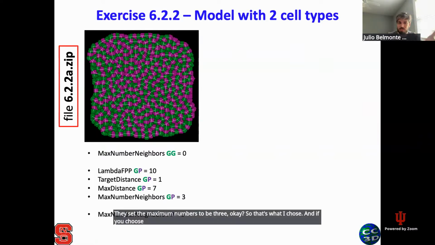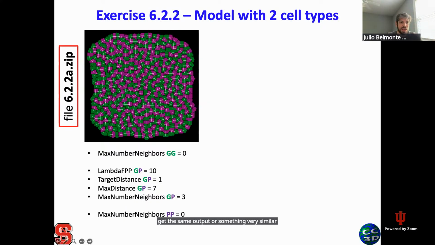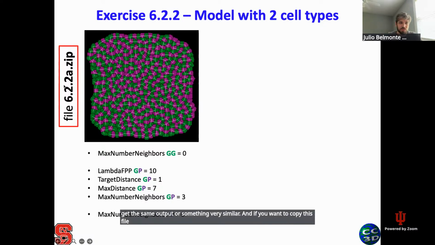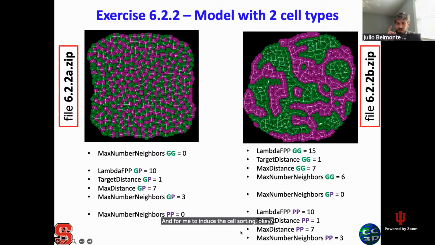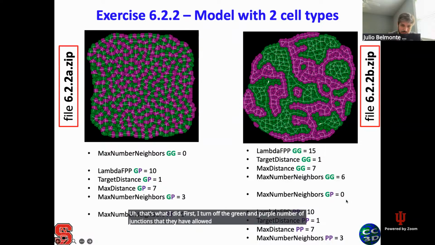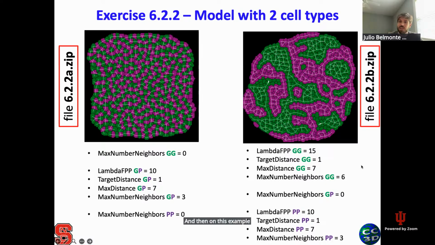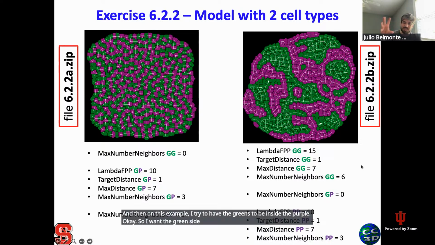And if you type in the same numbers, you'll get the same output or something very similar. And if you want a copy of this file, 6.2.2a has this implemented. And for me to induce the self-sorting, that's what I did. First, I turn off the green and purple links, so they have 0 junctions allowed between them. And in this example, I try to have the greens inside the purple, so I want the green inside and the purple outside.